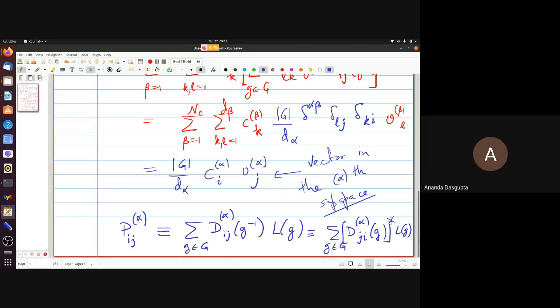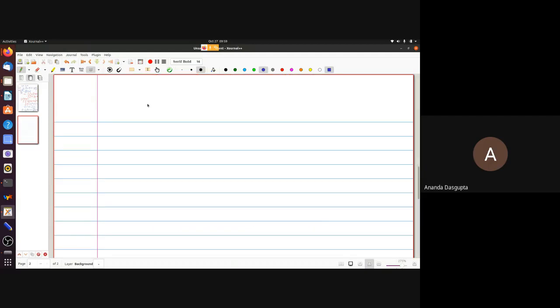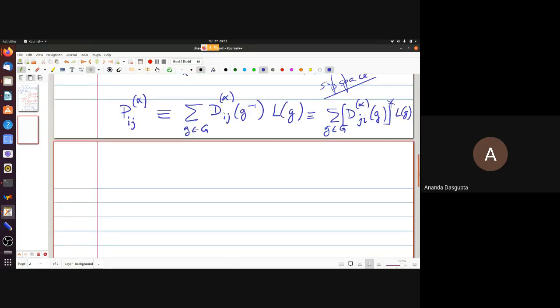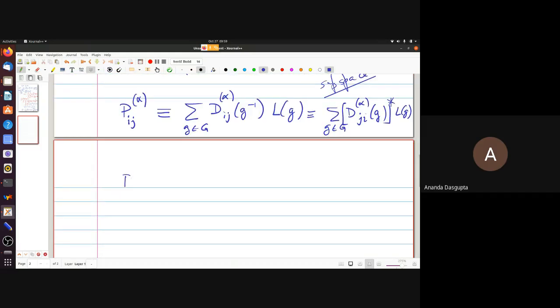Now, there are some simplifications possible, by the way. Notice there are way too many projection operators here because there's one projection operator for each value of i and j, right? So there are d alpha square projection operators for the subspace alpha. But you can actually simplify things a bit. Often this is good enough. These are called diagonal projection operators.